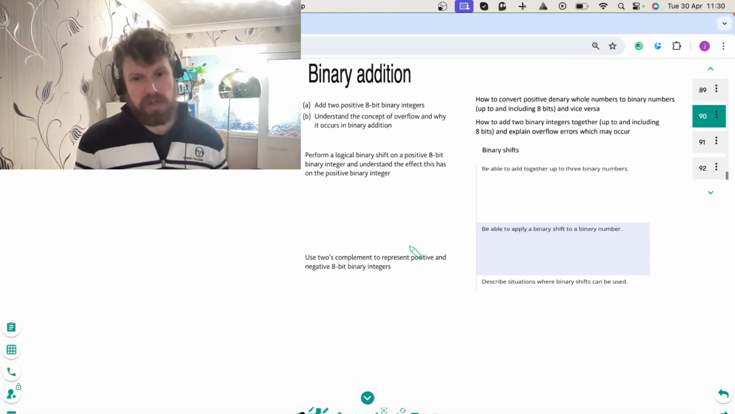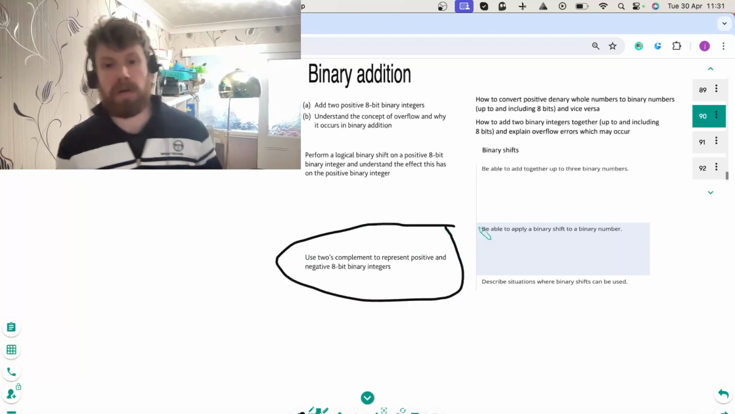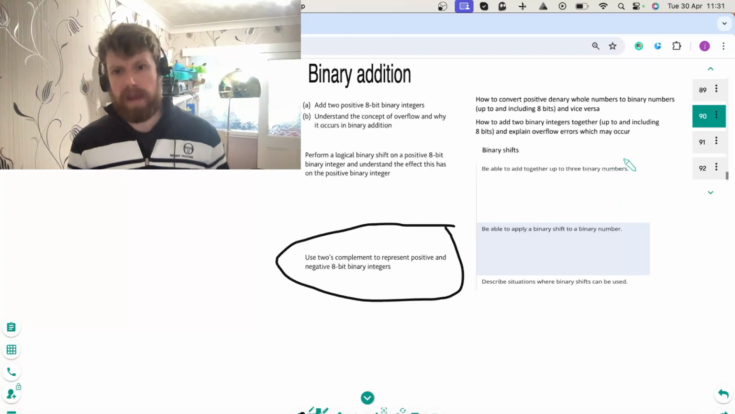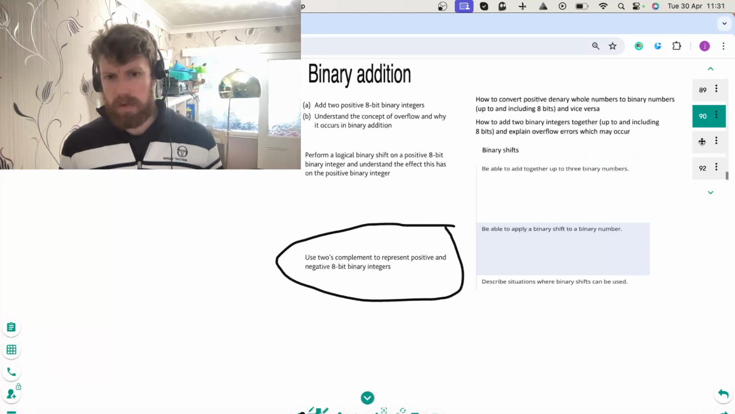So for Cambridge International, you've got to know how to convert between positive and negative numbers, so I'll add that in on that one. OCR is pretty much just converting between binary numbers and doing shifts, so that's absolutely fine. For AQA I need to add in at the end of this how to add 3 binary numbers together, but we're just going to go through the basics to start with.